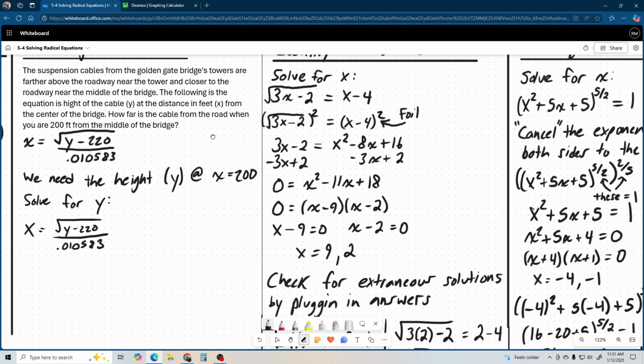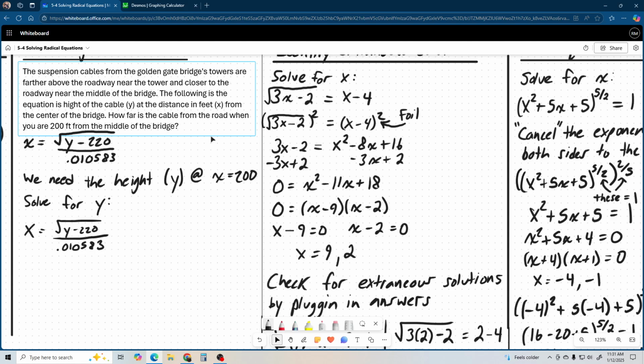All right. So the suspension cables from the Golden Gate Bridge's towers are farther above the roadway near the tower and closer to the roadway near the middle of the bridge. Okay, so that kind of makes sense from an intuitive perspective, right? Like if we have a tower here and a tower here, the bridge kind of goes like that, right? So it's higher up near the towers, it's closer to the road not near the towers, right? I mean, that makes sense.